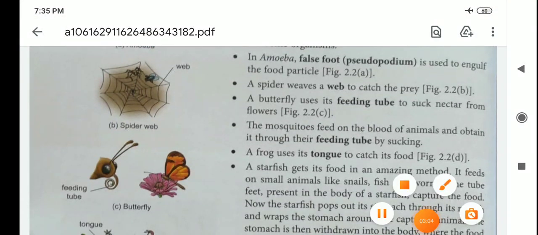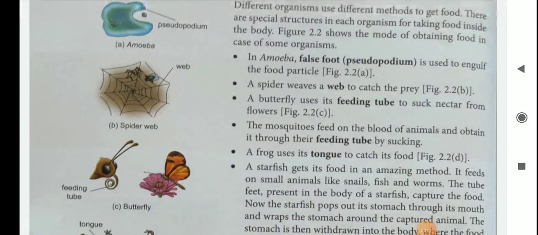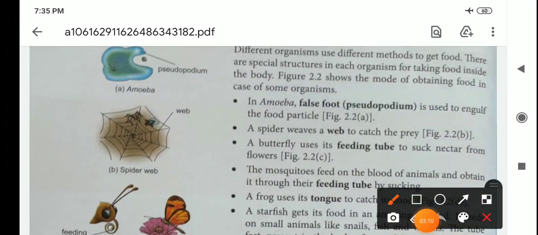In case of amoeba, you can see this is the structure of amoeba. False feet are there, also known as pseudopodia, used to engulf or take the food particle. When they see a food particle, they go around or cover the food with the false feet or pseudopodia. Then they engulf the food. A spider weaves a web to catch the prey.